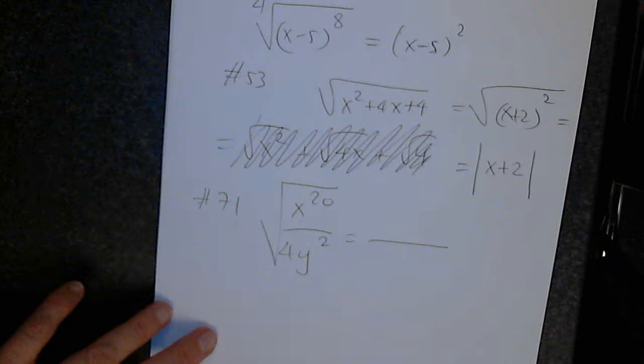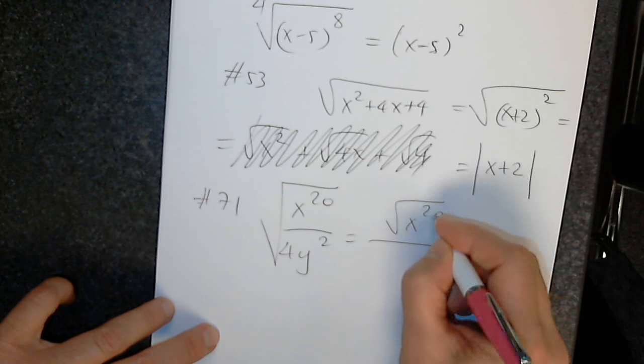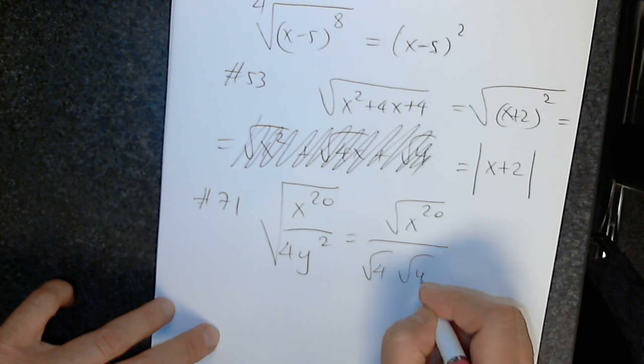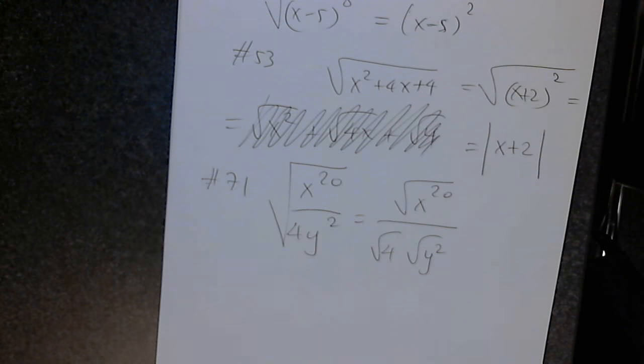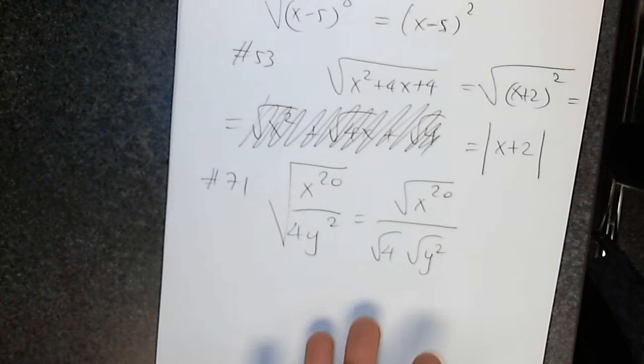First, I split the ratio. Square root of x to the 20th, square root of 4, square root of y squared. I split the ratio at the top and the product in the denominator. There is no sum or difference. I'm allowed to do this. I wasn't allowed here, but I'm allowed to do this.